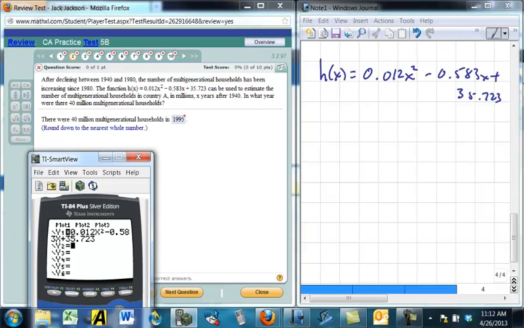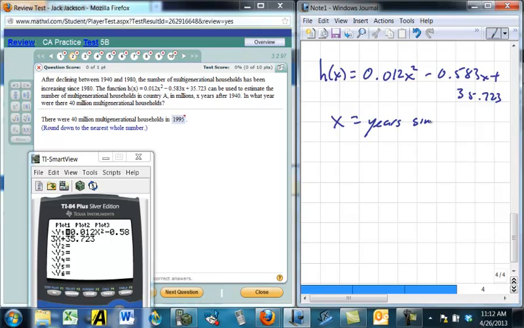Okay, so that's the number of multi-generational households. X is years since 1940, so the year number minus 1940 will be X. And what year were there 40 million multi-generational households? Notice that h or y is in millions already. So 40 million means y or h is 40. So we're solving this equation.